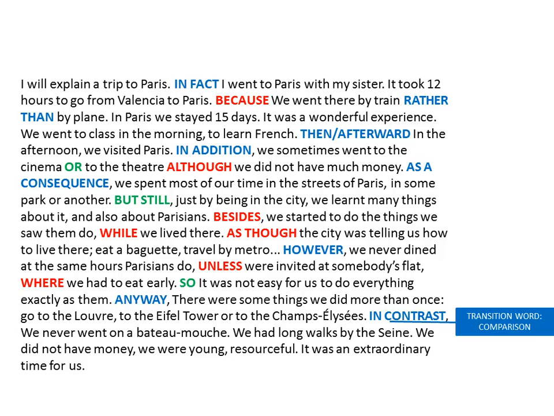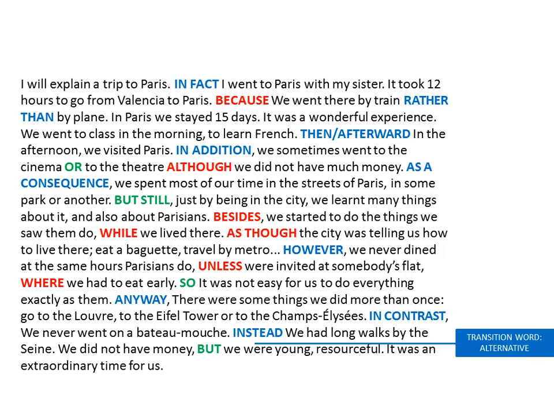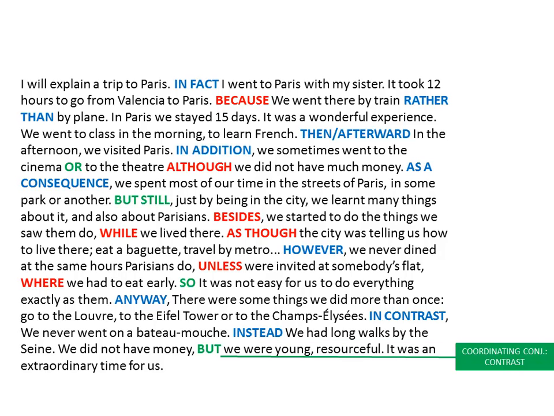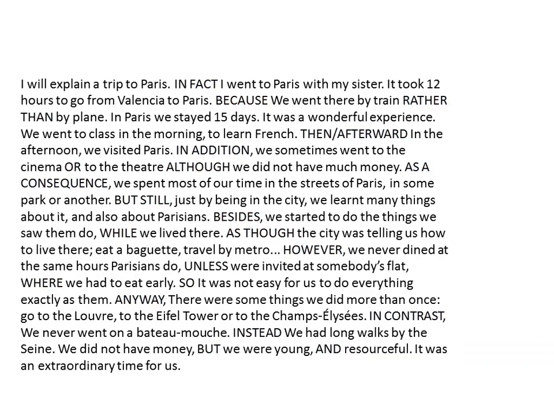In contrast, this is a comparison which establishes something that is different from what we just said, but without creating any dependency links: we never went on a bateau mouche. Instead, now we offer an alternative: we had long walks by the Seine. We did not have money, but this is a coordinating conjunction which shows us the contrast. We were young and resourceful. Again, a coordinating conjunction presenting us with addition.